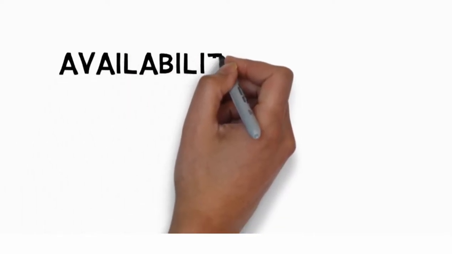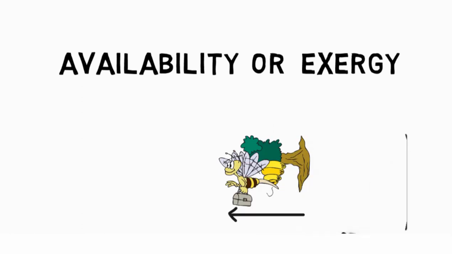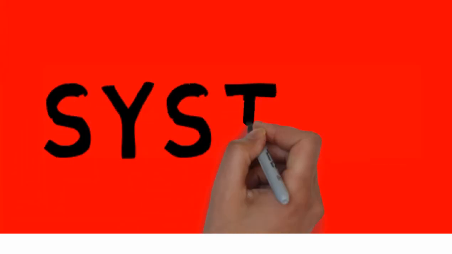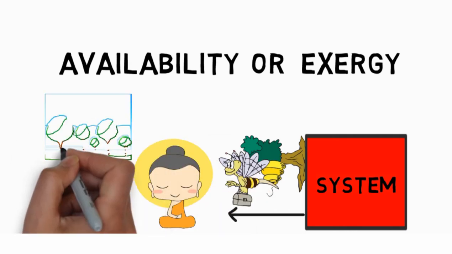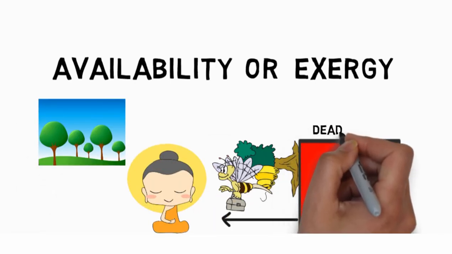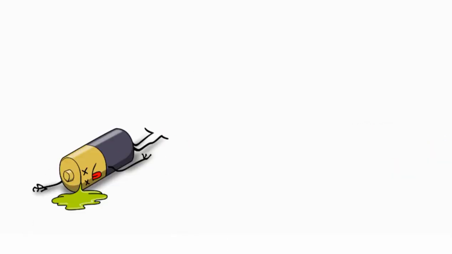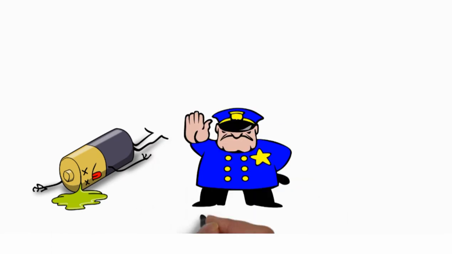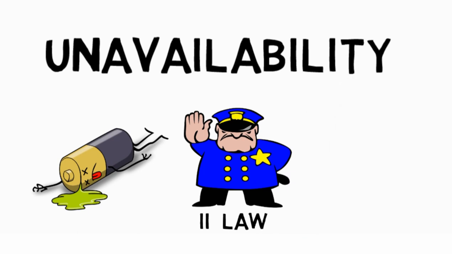Now, the availability or the exergy of the system is the maximum work that can be extracted from it until it reaches the state of thermodynamic equilibrium with its surroundings. This equilibrium state, where all the spontaneous processes end, is called the dead state of the system. The minimum energy that has to be rejected by the second law is called the unavailability of the system. Exergy depends both on the system and its surroundings.